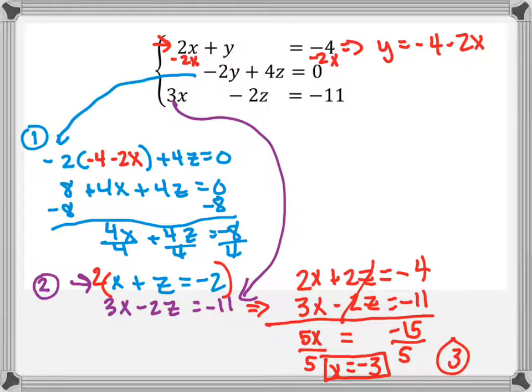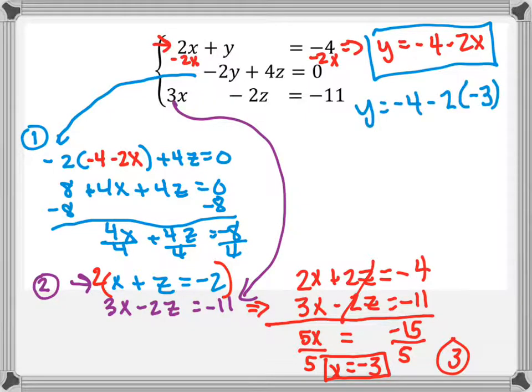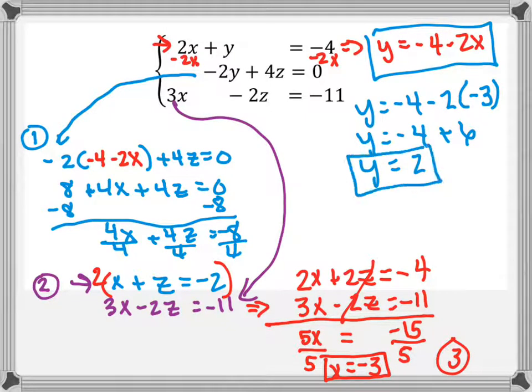Okay, so now I will take that and substitute it into that first resulting equation that I had when I solved for y, and this will help me determine my y value. So y equals -4 minus 2 times -3, or -4 plus 6, or y equals 2. So now I have my value of x, my value of y, and it doesn't matter what order I'm finding those in. I do still have to find my value for z.